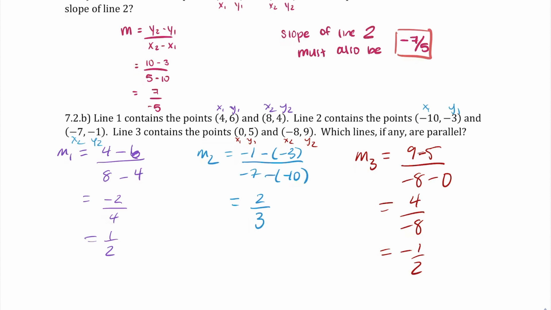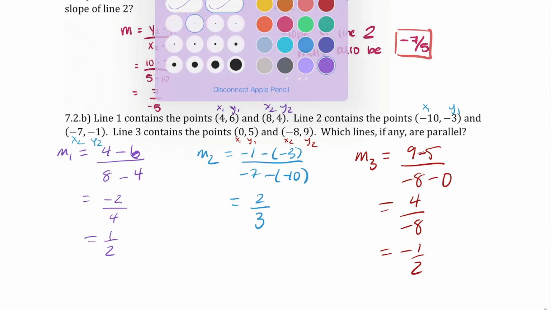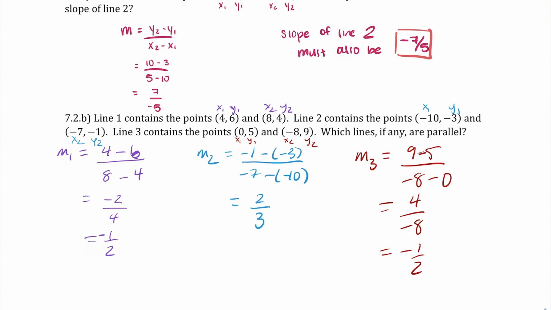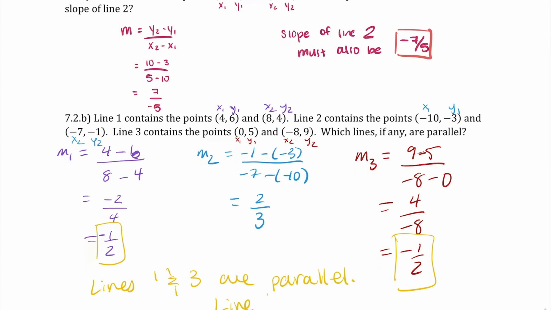And so because we can see that this is negative 1/2, and so is the last one, then lines 1 and 3 are parallel. We can also write line 1 is parallel to line 3. That symbol means parallel. It looks like the 2 L's in parallel.